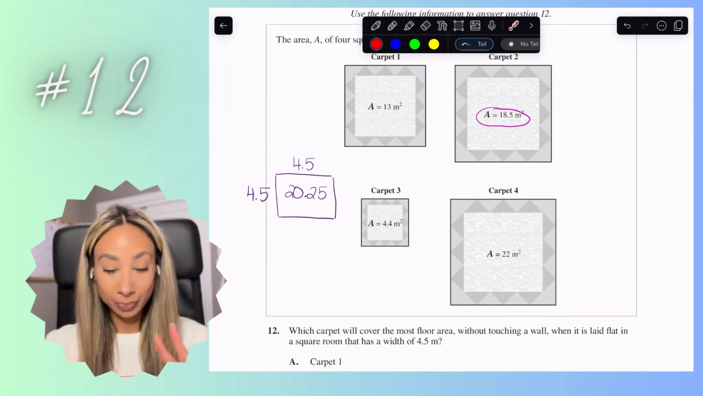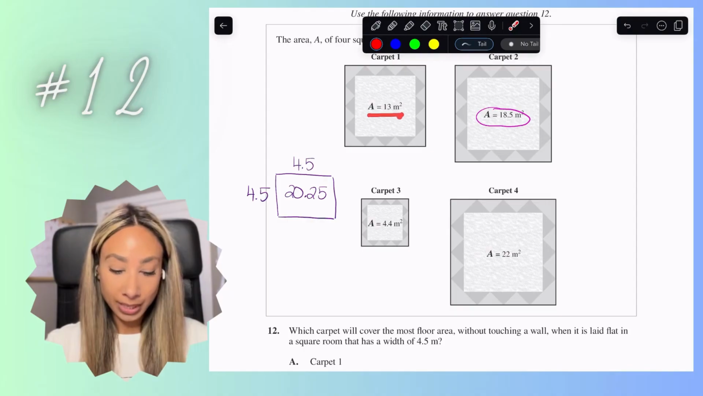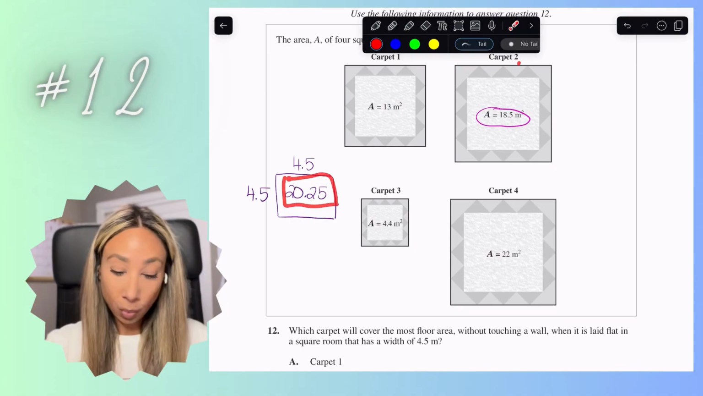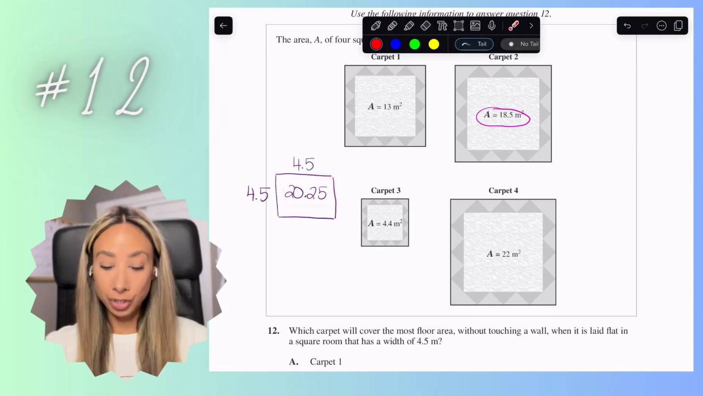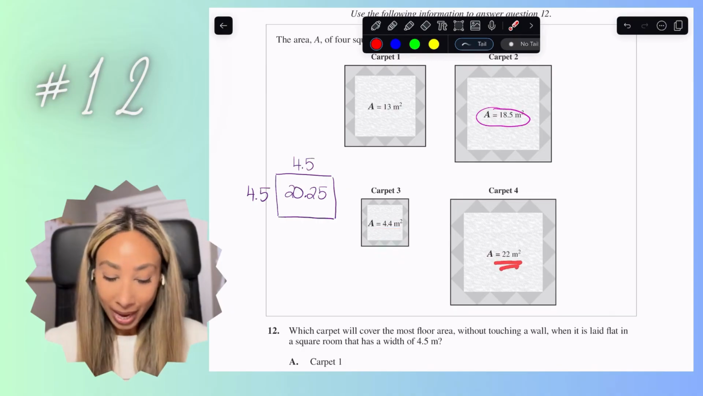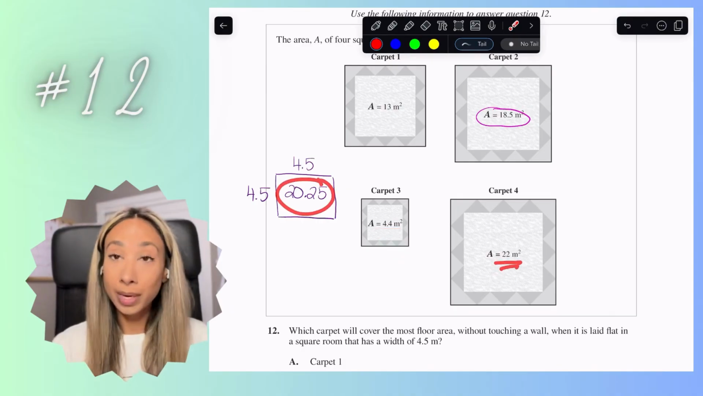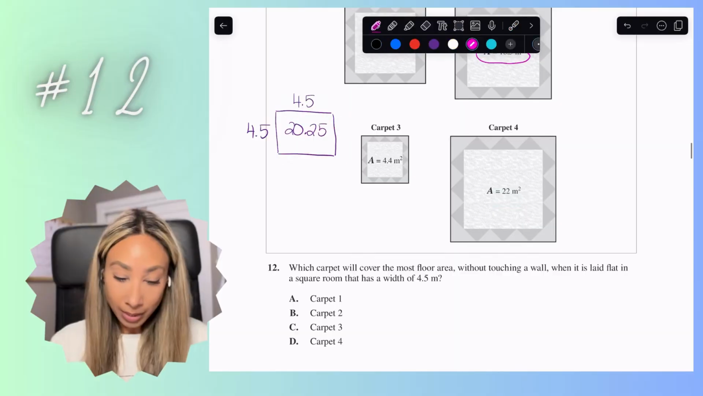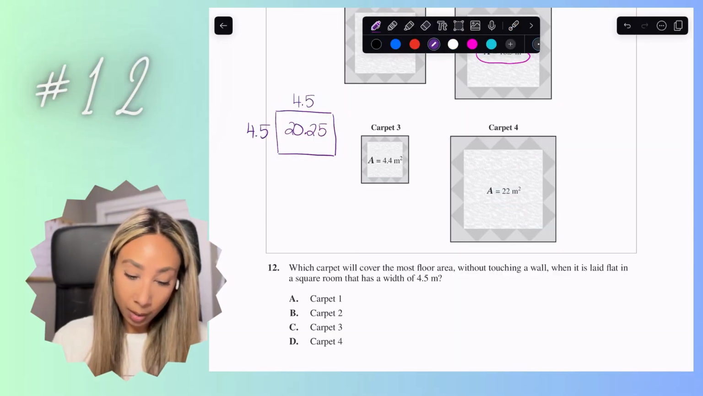So that means the closest I can get, if I go with carpet, is going to be carpet 2. If I go with carpet 1, it's 13. That's going to leave quite a bit of space. Carpet 2 is going to fit quite nicely in there with just a little bit of edges around it. Carpet 3 is probably going to be way too small. And carpet 4 is going to be too big. It's going to exceed our area. So that means our option for this is going to be carpet 2.